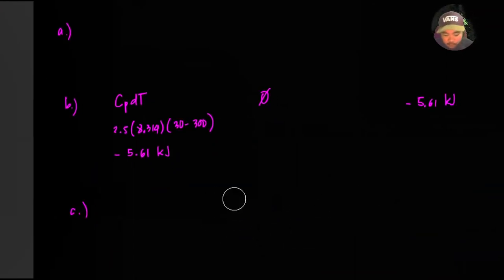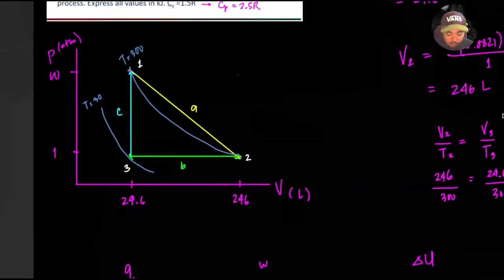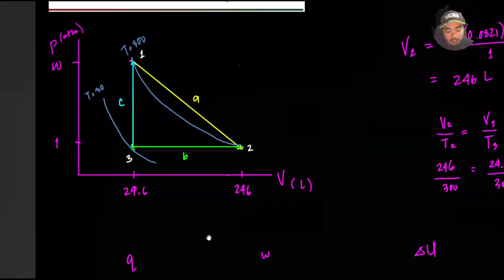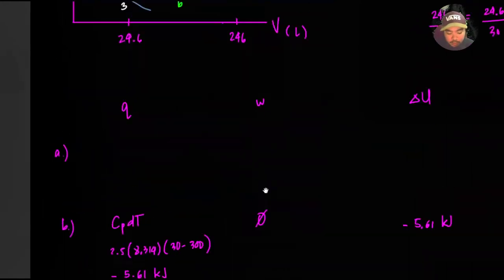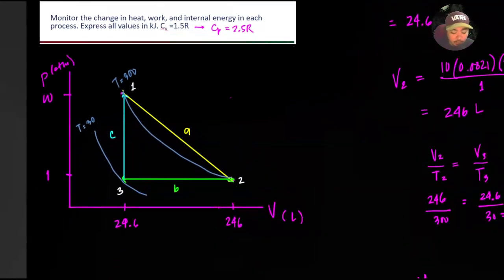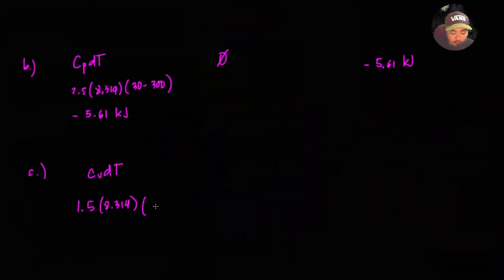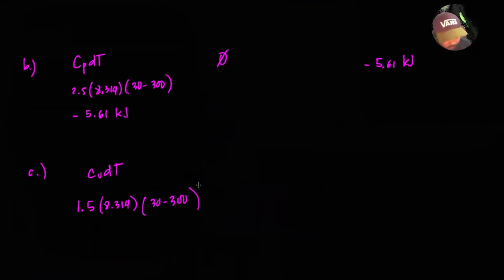Tapos yung sa C natin, let's look at the process C, no? Process C is moving upwards, no? So, Q natin is equal to CV dT, no? So, ang CV natin is 1.5R, 8.314. dT natin is moving from the same isotherm, from 30 to 300. So, we can do 30 minus 300 again. Okay? So, compute natin siya. So, instead of using 2.5, yung gagamitin natin is 1.5 naman. Okay? So, we have negative 3.37 kilojoules.